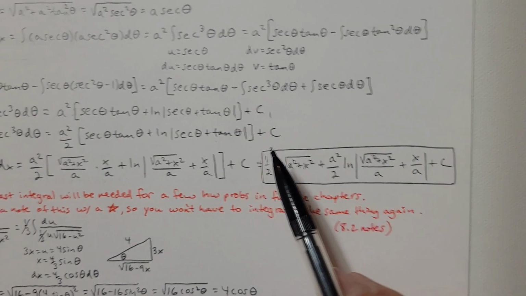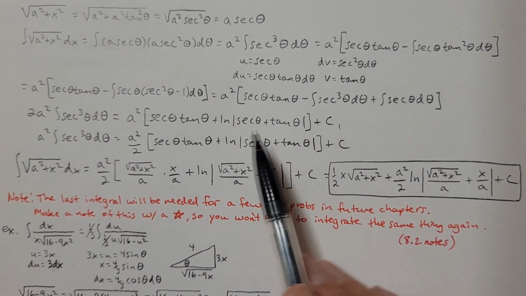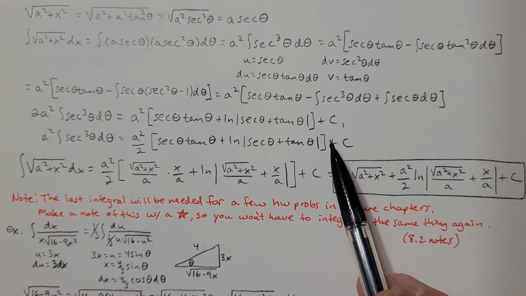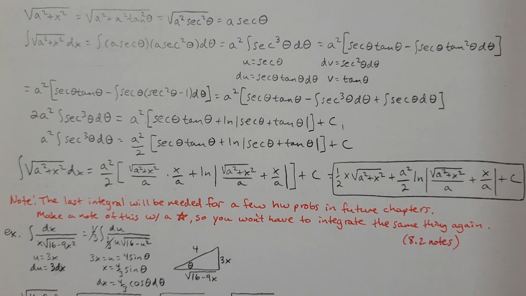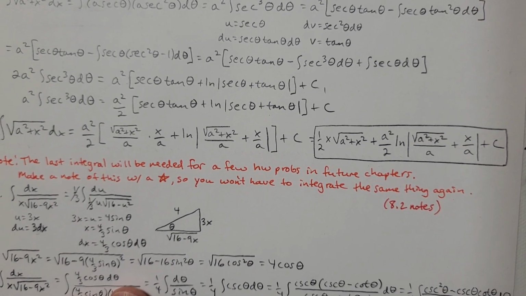Okay, and again, I'm calling this C1 just because I'm dividing both sides by 2. So C1 divided by 2 would actually be the constant. C1 divided by 2 is just some other constant, so I'm calling that C.